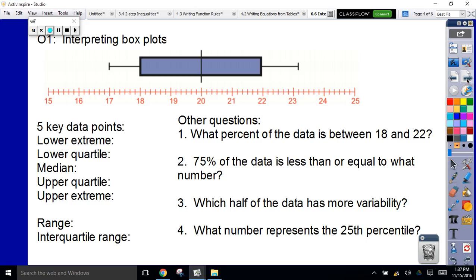So yesterday, we figured out the key data points from a set of data, and then we used those data points to construct the box plot. Today, we're going to look at the box plot and figure out what those numbers are just from looking at the box plot. Travis, what's the lower extreme?